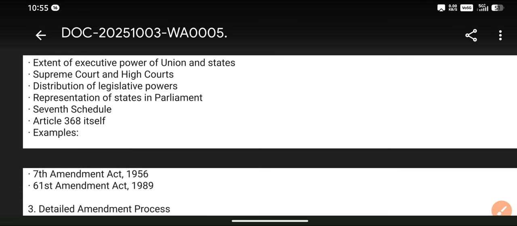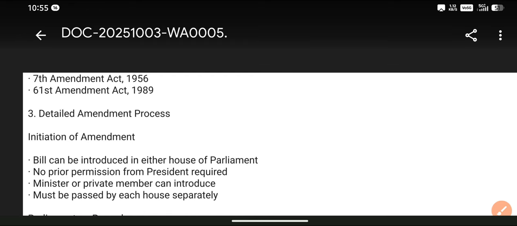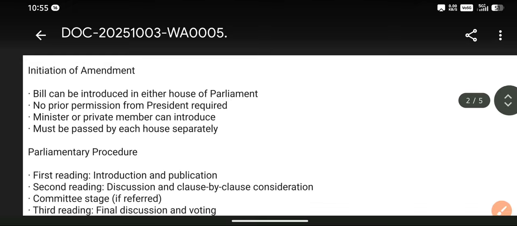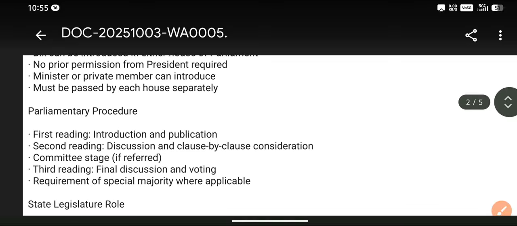Examples: 7th Amendment Act 1956, 61st Amendment Act 1989. Detailed amendment process. Initiation of amendment. Bill can be introduced in either house of Parliament. No prior permission from the President required. Minister or private member can introduce. Must be passed by each house separately.